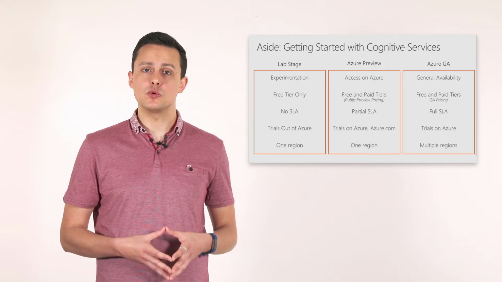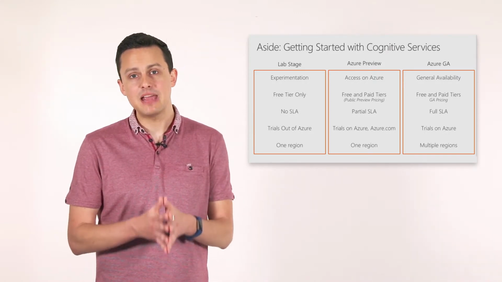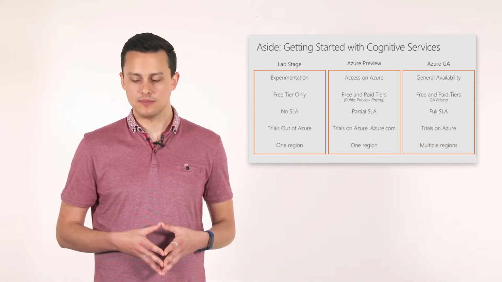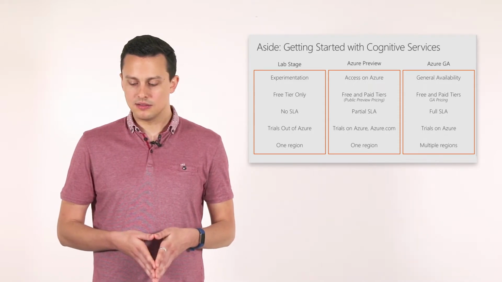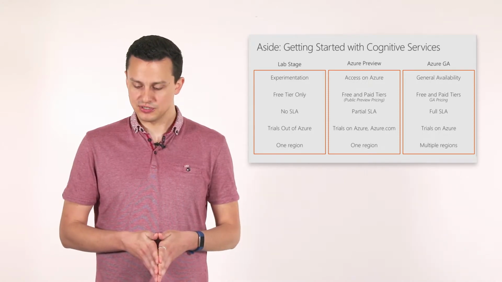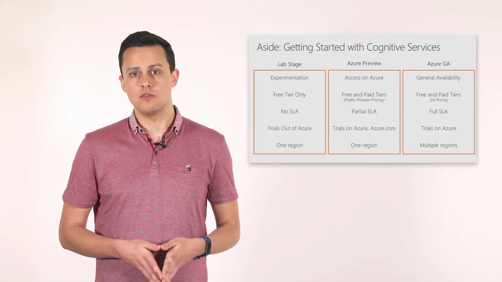Then the service will move into an Azure-based preview. There'll be paid tiers available, there may be an SLA, but it's probably going to remain as a single region service only. And then finally, they move into GA. There's a full SLA, they're available in numerous Azure regions, and they have the full support offered by Microsoft.